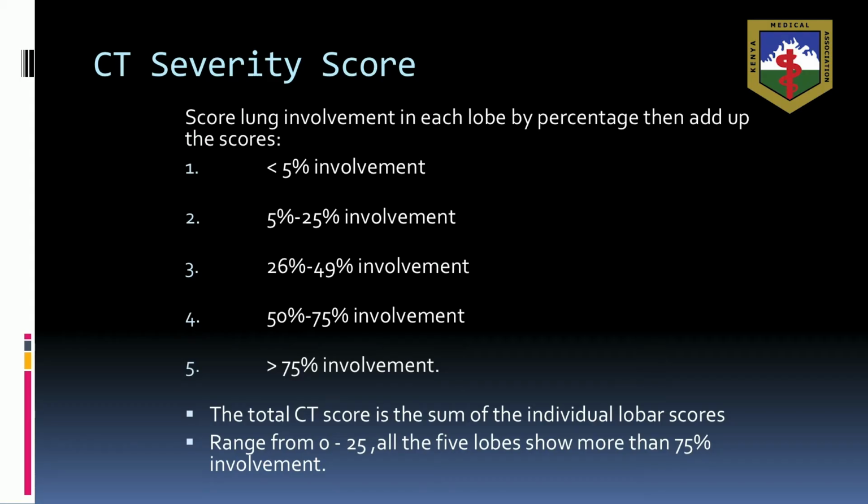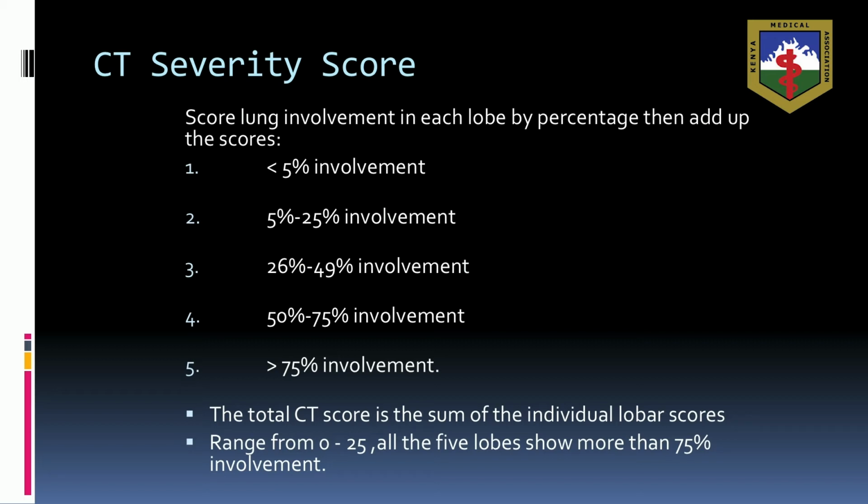So we are all learning as we go. For the CT severity score, the score is not based on just visual assessment, but each lobe of the lung is scored by percentage, and then all of them are added up. Remember, you have 5 lobes of the lung. 0 is no involvement for one lobe, 5 is maximal involvement. So the range is from 0 to 25. If you have no involvement, the score is 0. Less than 5% will be 1. 5 to 25%, 2. 26 to 49%, 3. 50 to 75%, 4. And more than 75%, 5.